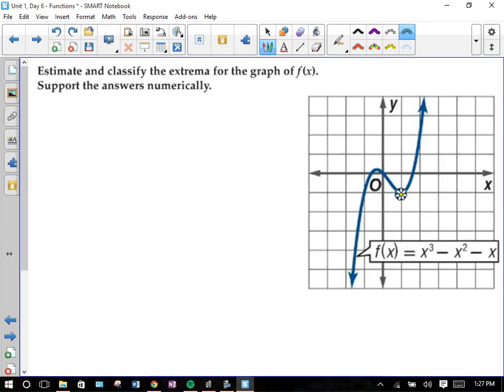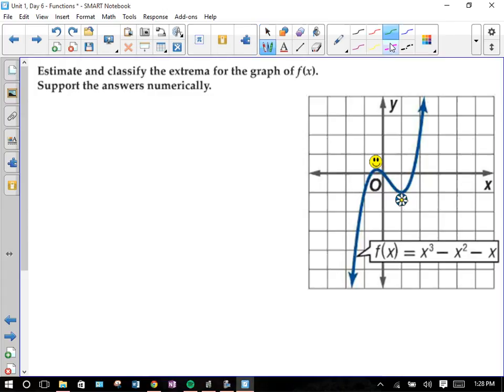Alright. He claims that's a minimum. Everyone agree? Alright, I need someone to come up here and put a smiley face where a maximum would be. Does everyone agree that would be a maximum? Okay. So what I'm going to do right now is zip off through the graph just a little bit so you can see.